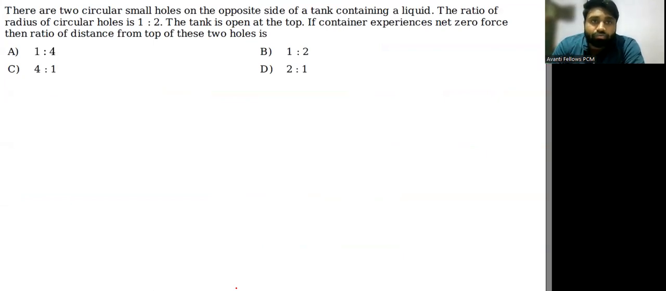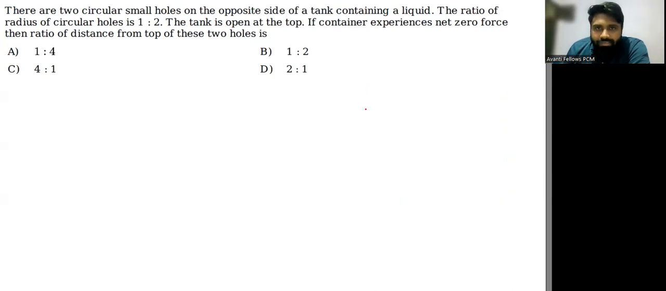Now, in this question, there are two circular small holes on the opposite side of a tank containing a liquid. The ratio of radius of circular hole is 1:2. The tank is open at the top, and if container experiences net zero force, then ratio of the distance from the top of these two holes is. So here is the situation.